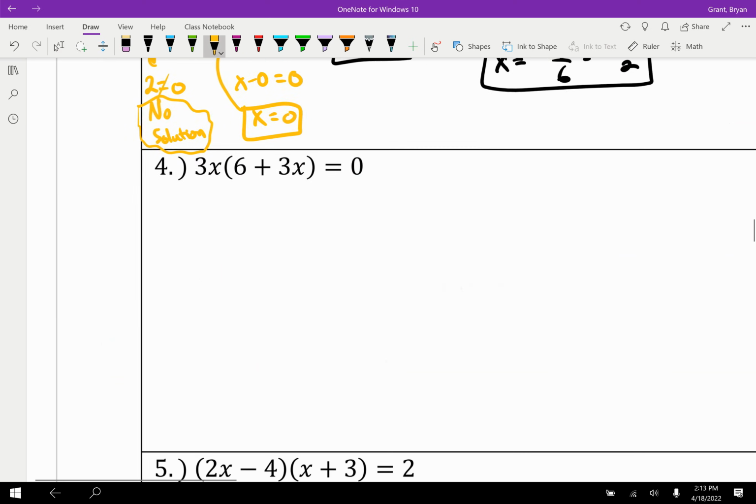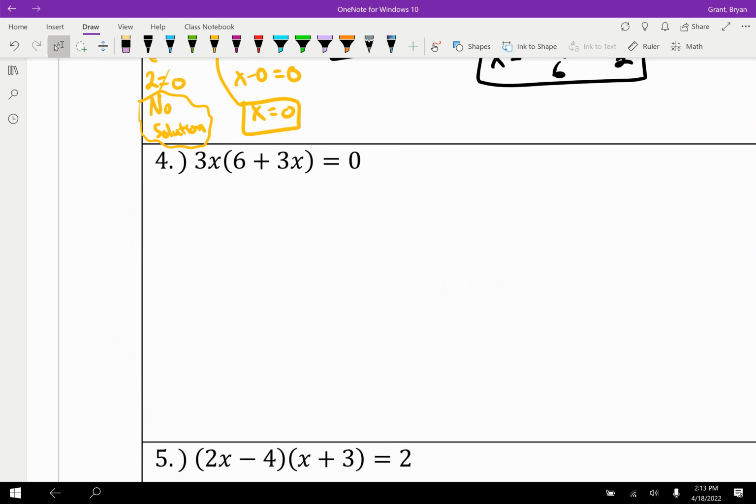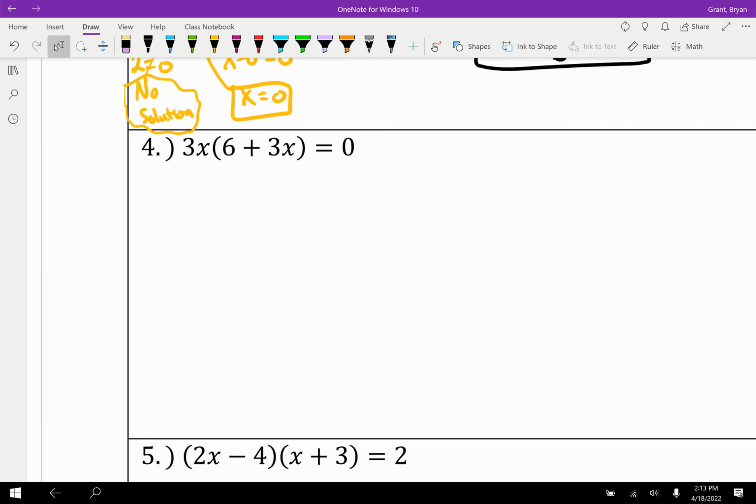All right, let's move a little quicker. 3x times 6 plus 3x equals 0. Think about those parentheses. Your factors to have an answer always have to have x in them. So I have one factor here with x, but there's another x over here. And you could group this as 3x, that's fine. Or you could group it as 3 and x separately. You could see it as 3 factors or 2.